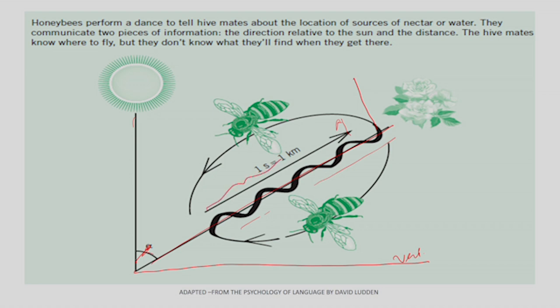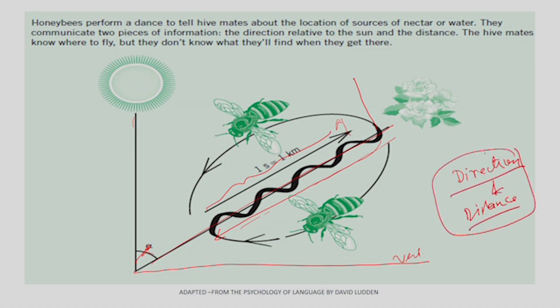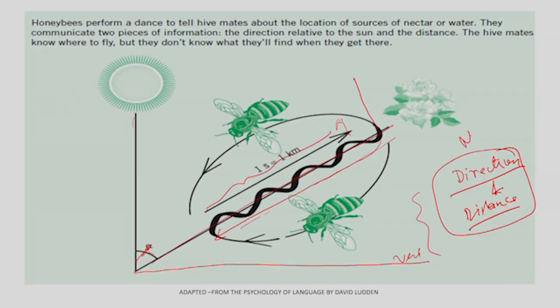Also, the distance that this dance covers will tell you how far the source is. So, direction and distance are two things that this honeybee waggle will actually represent. This is one interesting thing to look at, and this proves that communication, or primitive language as I would call it, is done by animals, or non-humans, as I would rather call them, to communicate information about food.